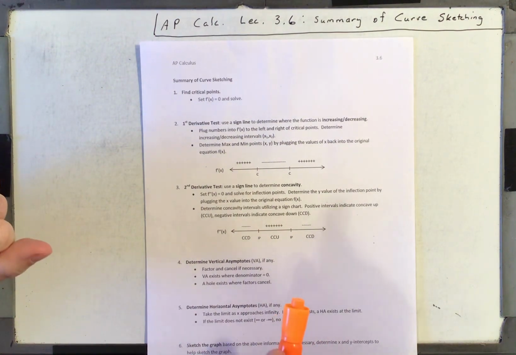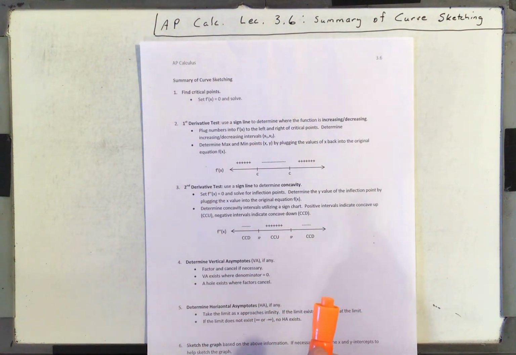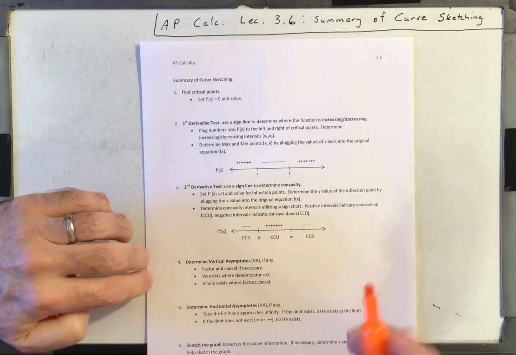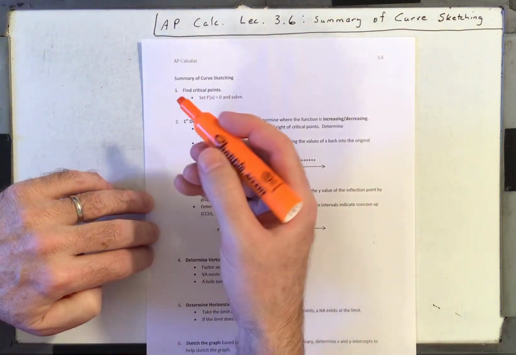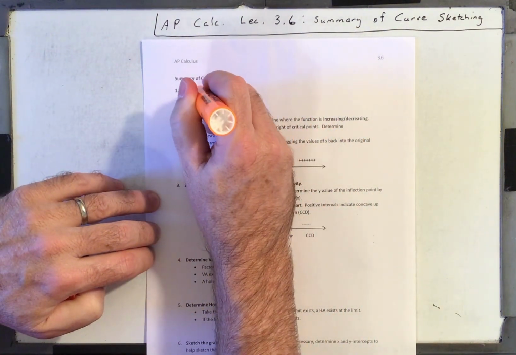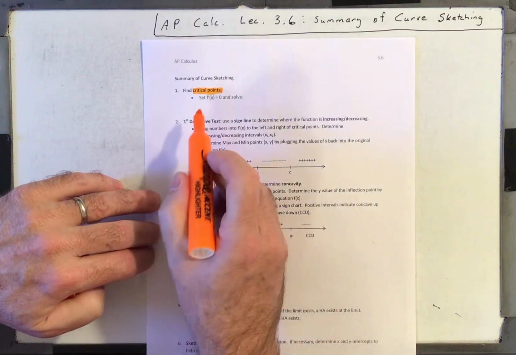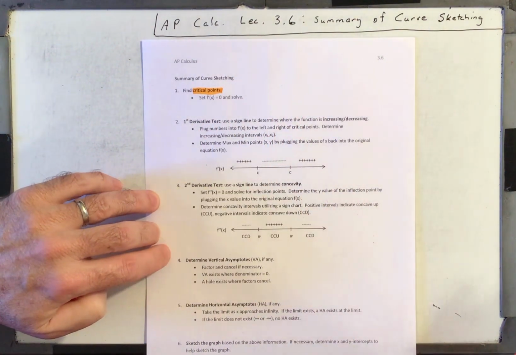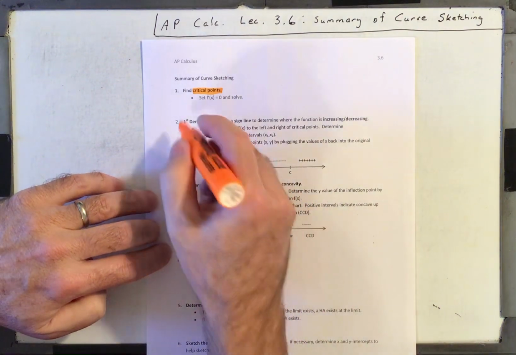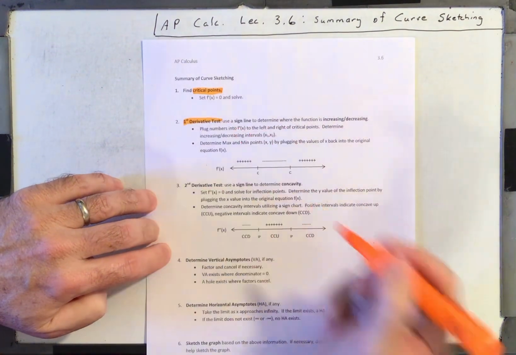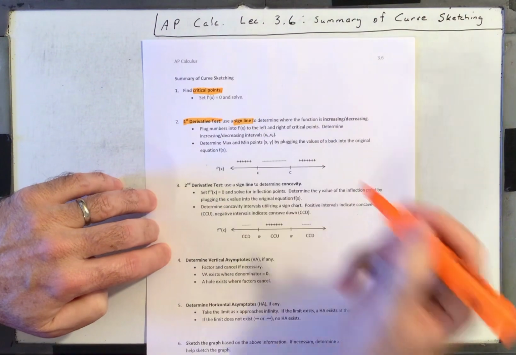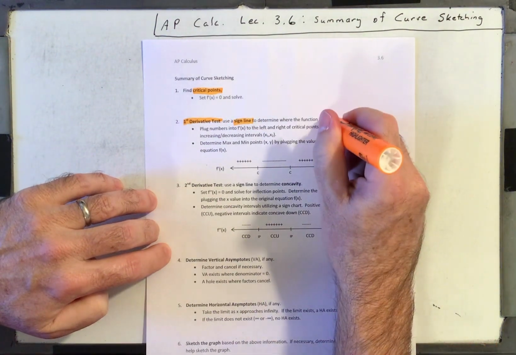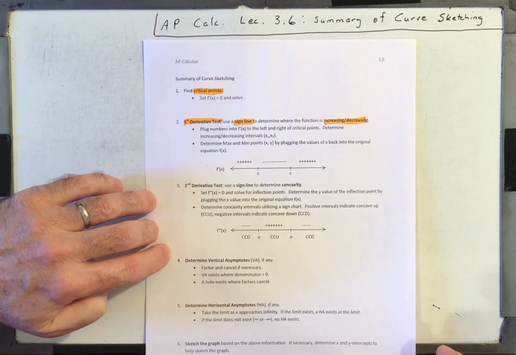Everything is going to coalesce together, 3.3, 3.4, 3.5 all together, and then where we also learned critical points. So a summary of curve sketching. The first thing you're going to do is find critical points. So you set f prime of x equal to 0 and solve. Then we're going to do the first derivative test, and we're going to use a sign line to determine where the function is increasing or decreasing.